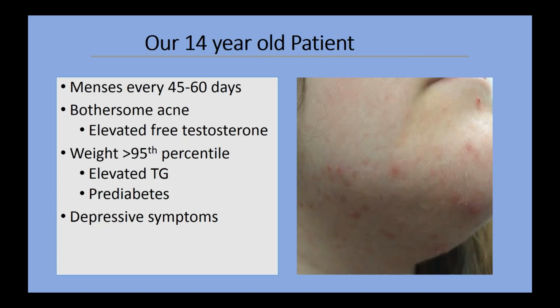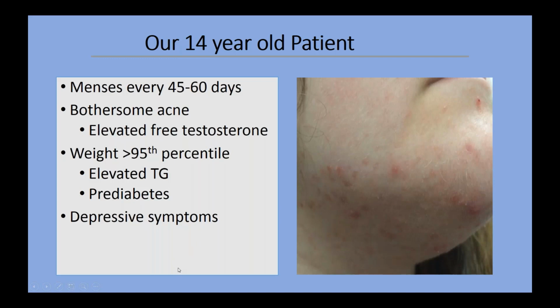So for our 14-year-old patient, she has bothersome menses every 45 to 60 days. She's bothered by her acne in the setting of elevated free testosterone. She is obese. She has elevated triglycerides and elevated hemoglobin A1C, which identifies her at risk for prediabetes.